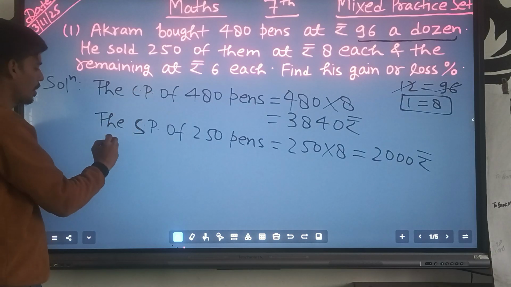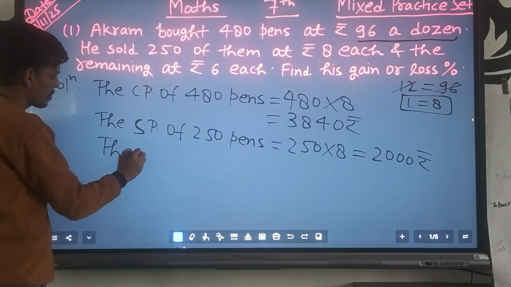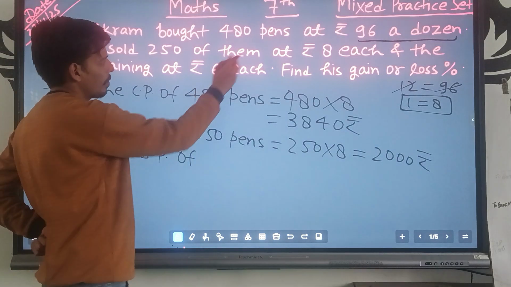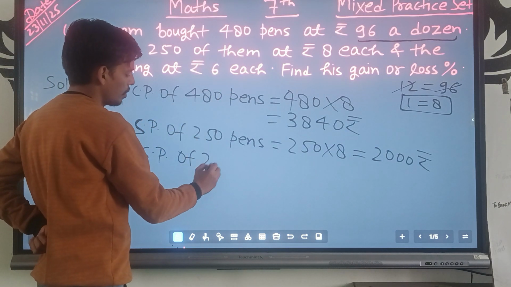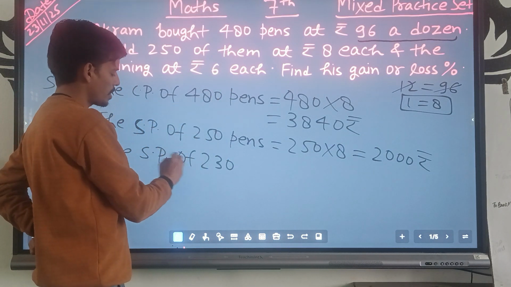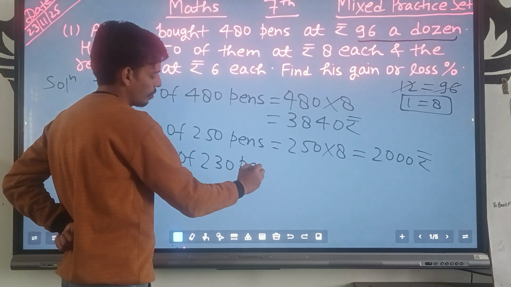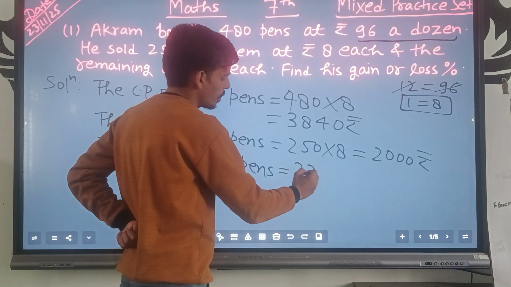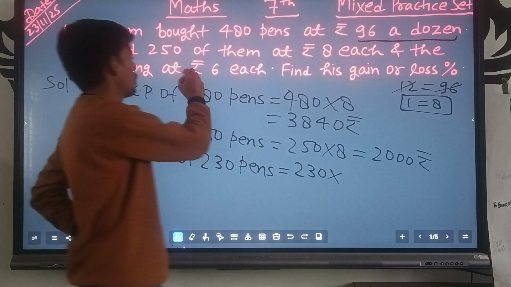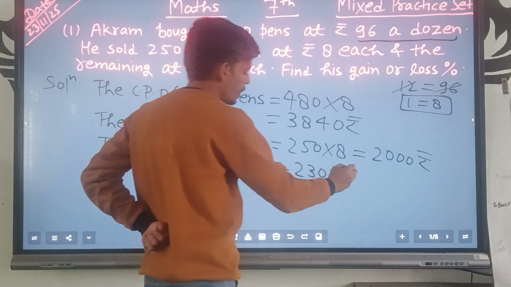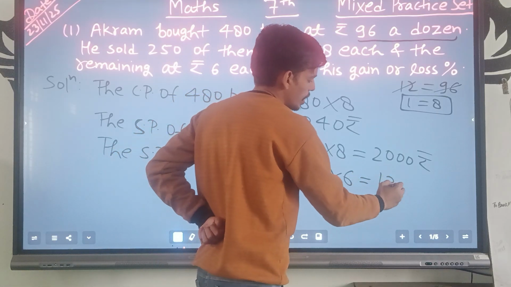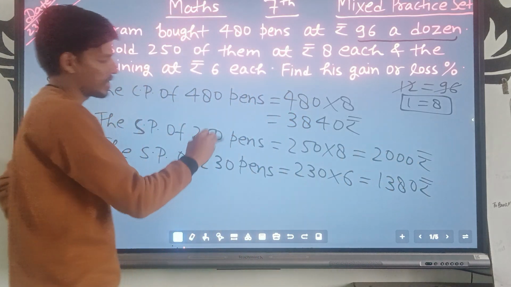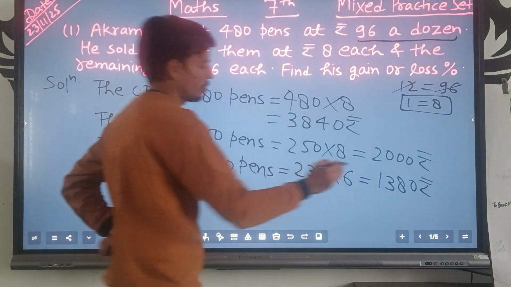And the remaining at rupees 6 each. The SP of the remaining: 480 minus 250 equals 230. So the SP of 230 pens equals 230 into rupees 6 each. 230 into 6 equals 1380 rupees. It is the SP at the different rate.